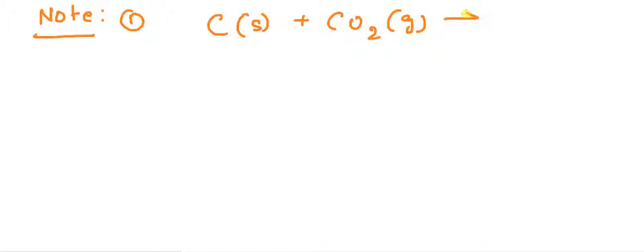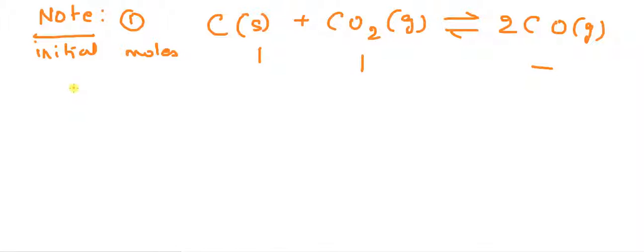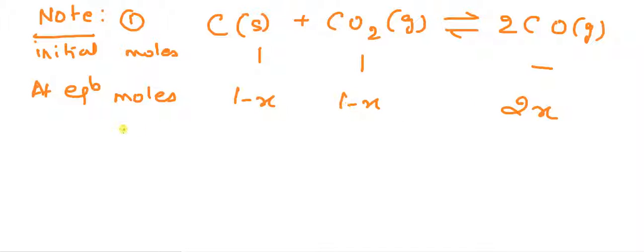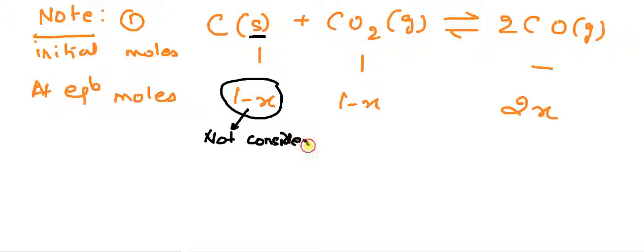Now let us note some important points. First, C solid plus CO2 gas is going as 2CO gas. Okay, so we'll write initial moles as 1, 1, going to 0. At equilibrium, when the reaction reaches equilibrium, moles will be how much? This is going to be 1 minus x. Why 1 minus x? Because x is the number of moles which is transferred to that side. Then this is going to be 2x. But remember, as I've told you, solid is not considered. This is solid here, this is not considered in the equation.